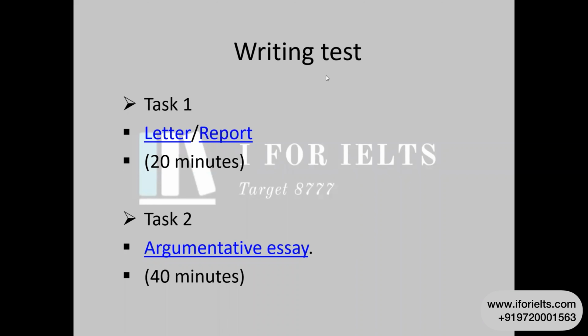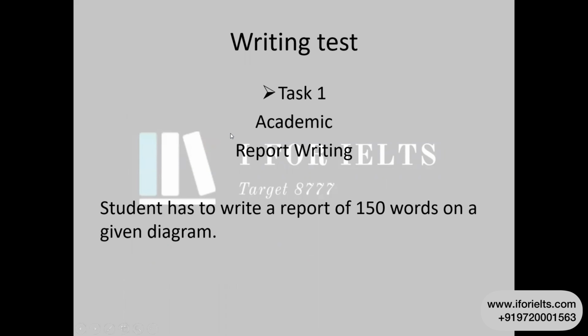We will start with the format of the writing test in academic module. So the writing test in academic is divided in two parts, task 1 and task 2. Task 1 is a report writing. So you have to write a report of minimum 150 words on a given diagram. Minimum 150 words means you cannot go below 150. If you go below 150, there will be a penalty.